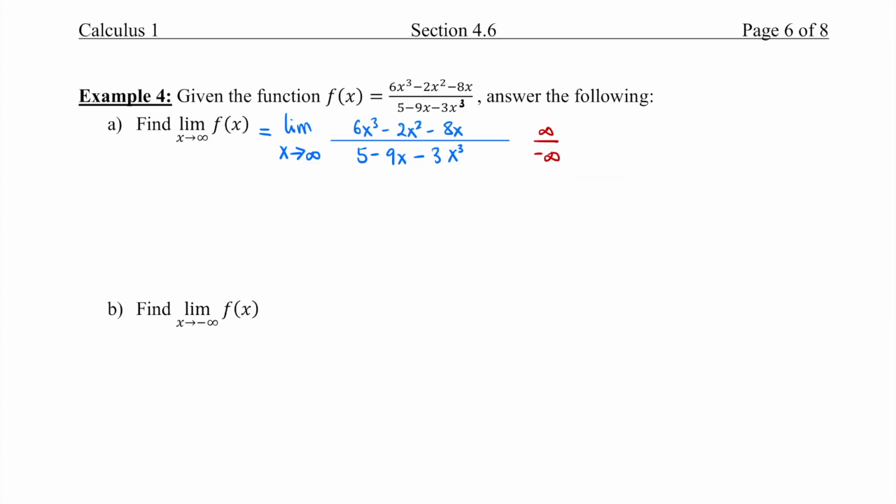Sometimes you get infinity over infinity. Sometimes you get negative infinity over infinity. Sometimes you get infinity over negative infinity. Whenever the top and bottom both grow without bound, we use the same strategy. We'll divide both numerator and denominator by the highest power of the denominator. The highest power of the denominator is x to the third, so I divide everything by x to the third.